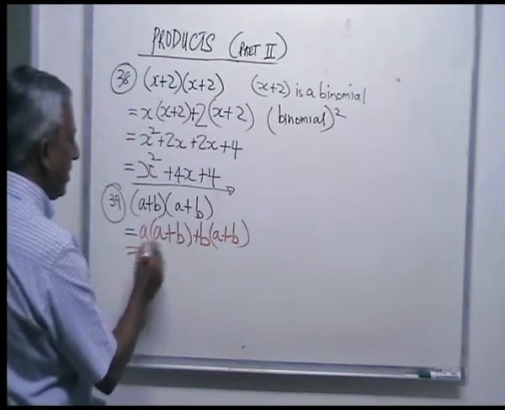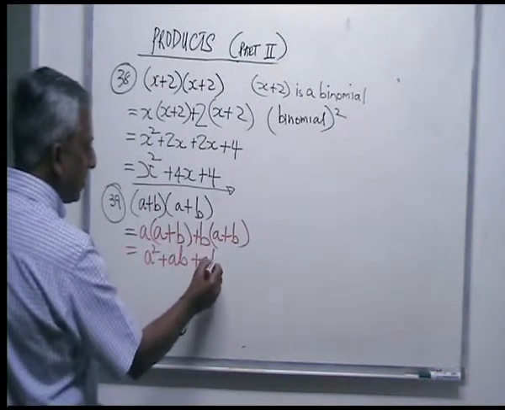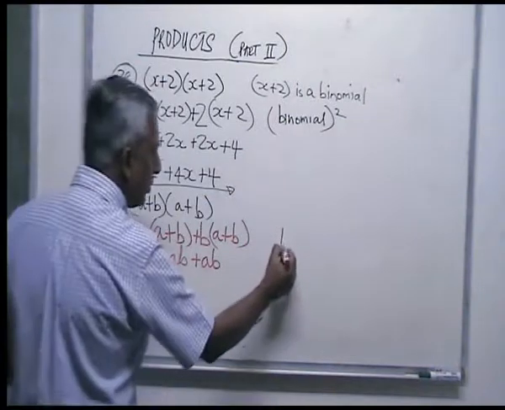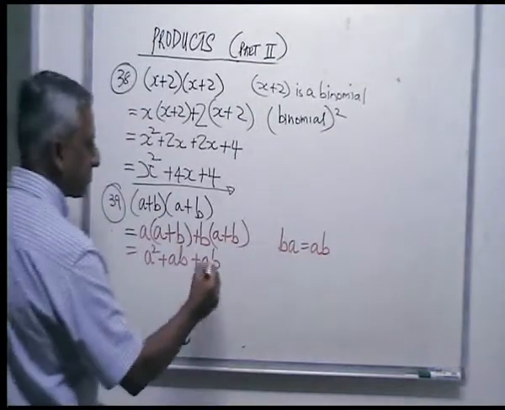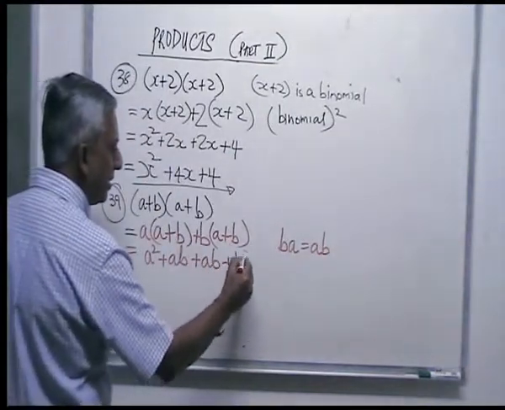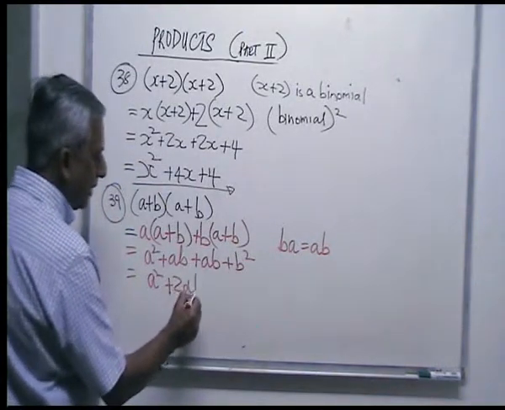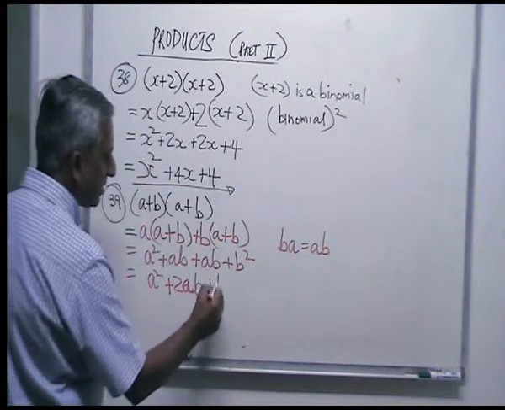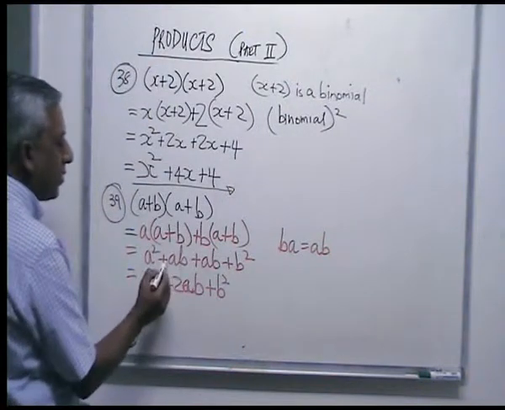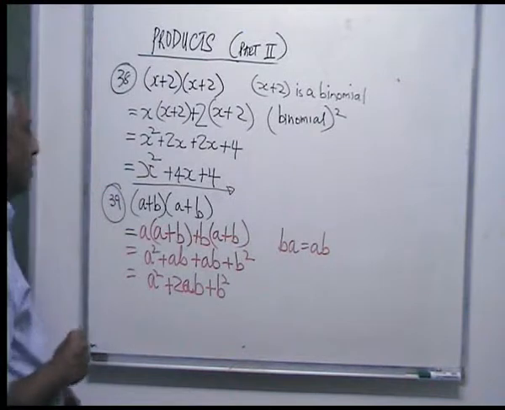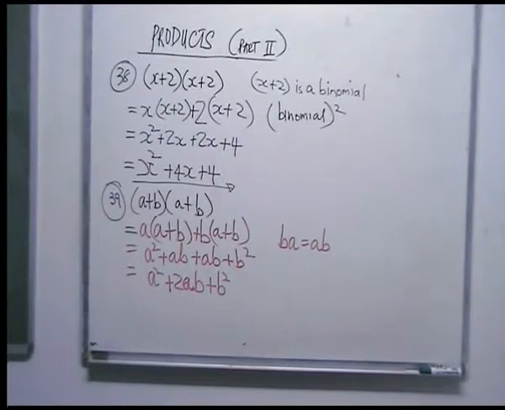A times a gives you a squared. A times b gives you ab. B times a gives you ab. I know you're thinking it is ba. Well, ba is the same as ab. It's the same thing. B times b is b squared. And so you've got a squared plus 2ab plus b squared. See, there's a 1 understood here and there's a 1 understood here. So the 1 and the 1 added up gives you 2. That brings us to number 40.